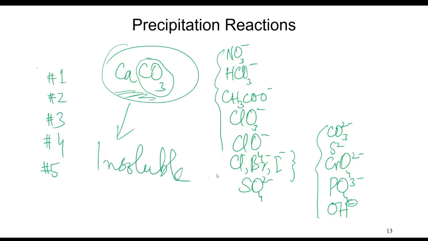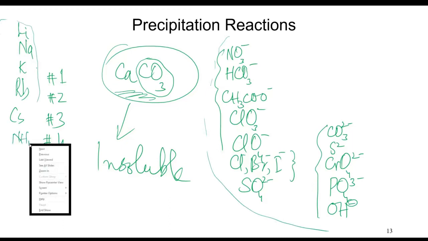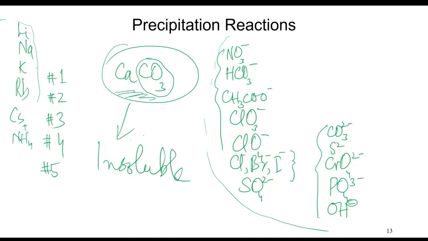Doctor, what is the first rule? Rule number 1: first group elements, metals, lithium, sodium, potassium, rubidium, cesium. Should I memorize this? You don't have to, because these are present in your periodic table, and the table will be present in your exam. But ammonium is not in the periodic table, so we should know it. So memorize only that one ion.